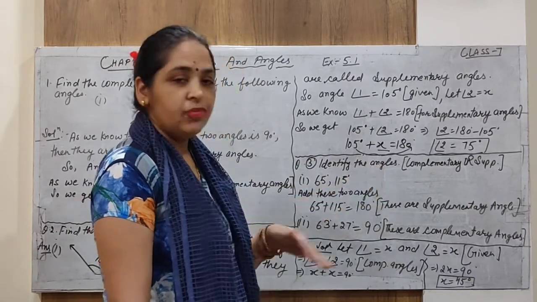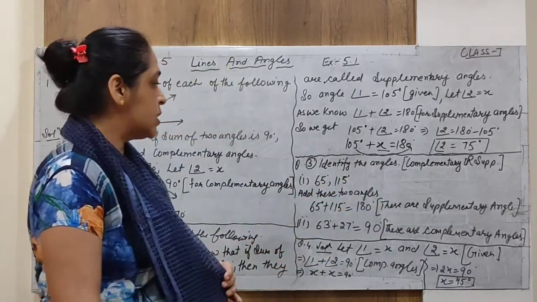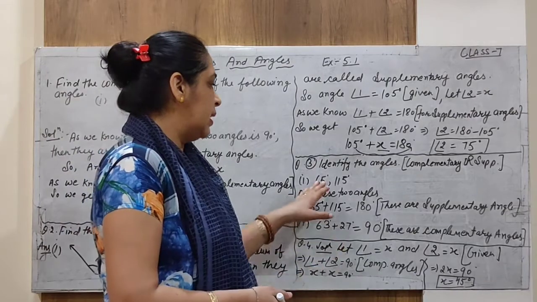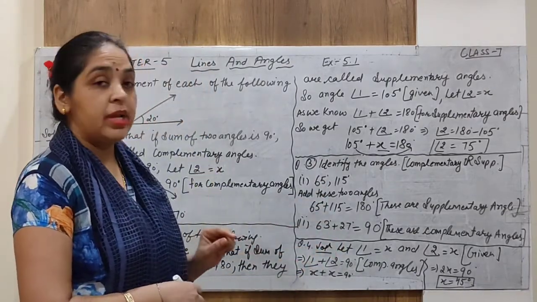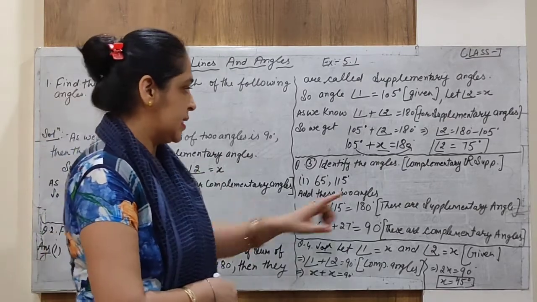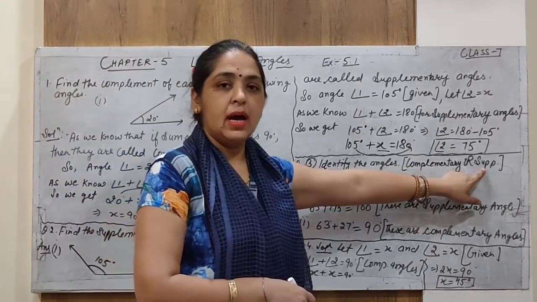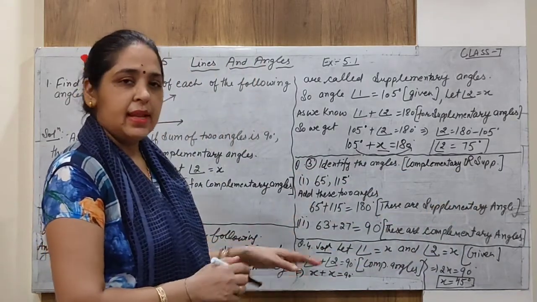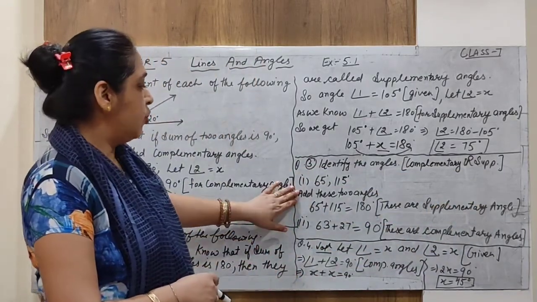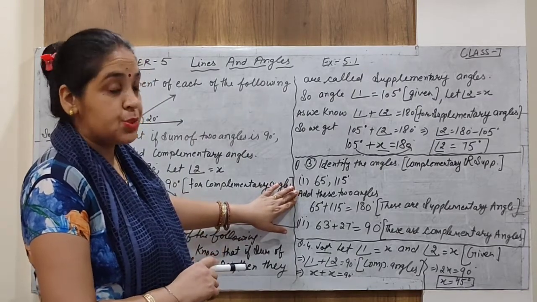What is the meaning of identify the angles? You must find out which angle is given. The pair of angles is given to you. Now you find out which kind of angle that is, either complementary or supplementary. Okay, how do we find that out? That is the only one way. We have to find out the addition of these two angles.